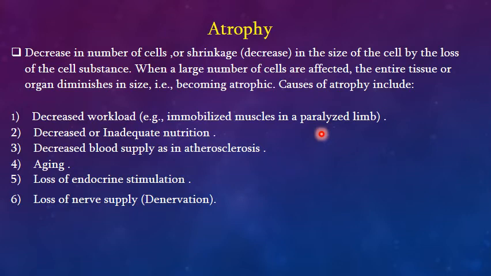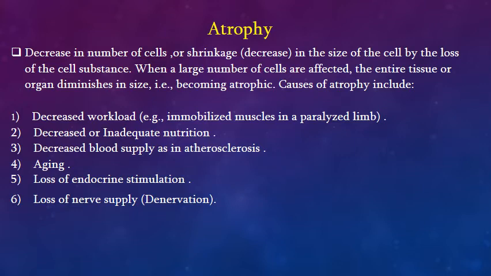Second cause is decrease or inadequate nutrition. There is no nutrition to that organ or tissue, which also leads to atrophy. Decrease in the blood supply, as in atherosclerosis. A person has atherosclerosis. Atherosclerosis means the deposition of fat or lipid material on the wall of the blood vessels, which leads to the narrowing of the lumen of the blood vessels.